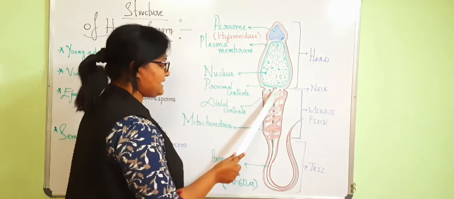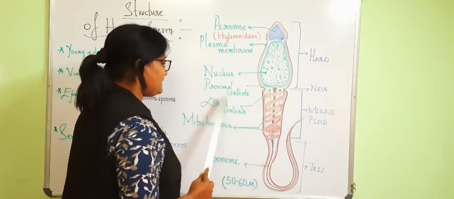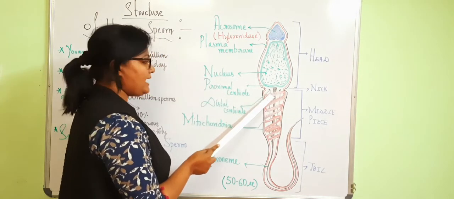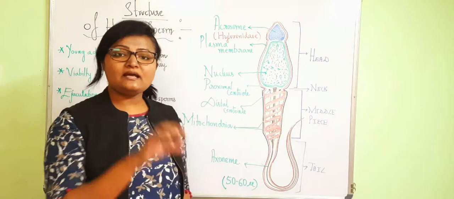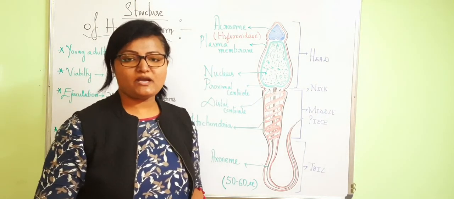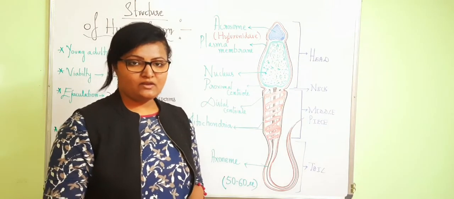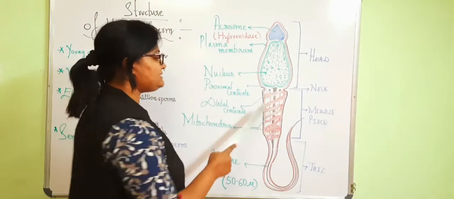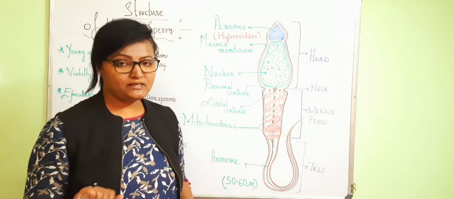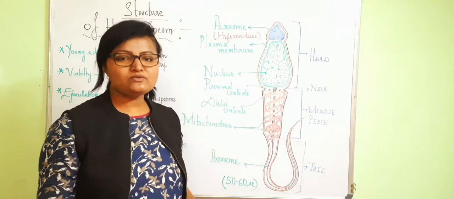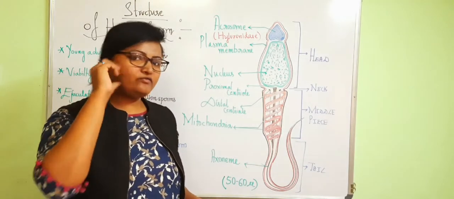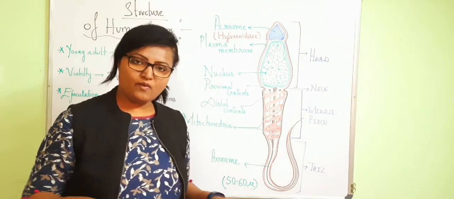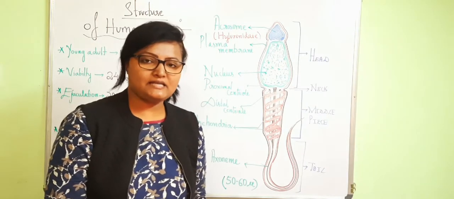The next portion is the neck. At the region of the neck, there are 2 centrioles, one proximal and the other distal. Then there is the axial filament, which is made up of actin and myosin. We know all the tail or flagella portions, where there is locomotion, are made up of structural proteins, that is actin and myosin.